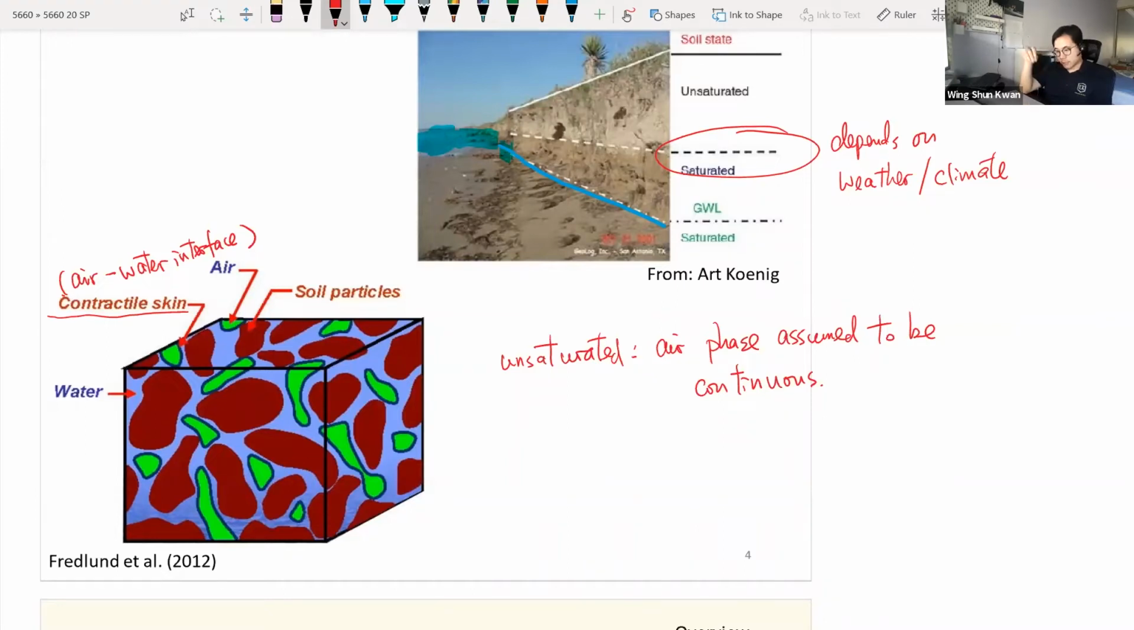If you watch a drop of water on a table, you see the tension force from the water drop. You have a layer outside that keeps the water in place. That is the air-water interface, which is the contractile skin. And this layer has very unique properties. If you want to model the whole thing, you need to model this too. So the complexity we talk about here is much higher than saturated soil mechanics. Any questions?